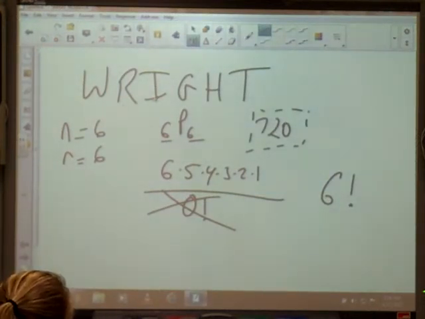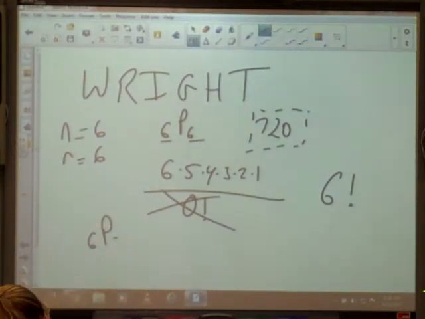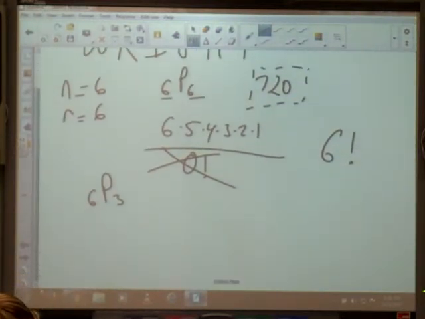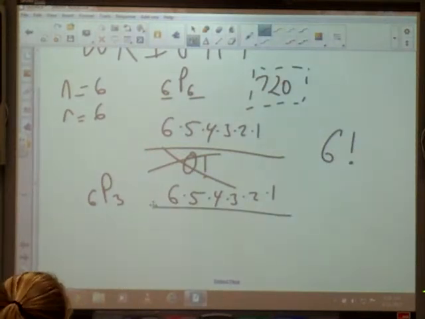Now we still got my name there. Still going to do right, so we still got an N of 6. But this time I'm only going to use 3 of the letters. So I'm going to have 6 permutations of 3 of the letters. How many different options can I have there? Yeah, we're just working problems. This is a new problem.